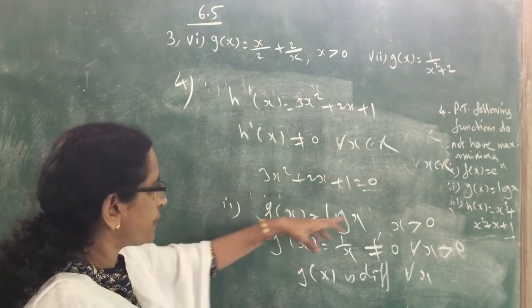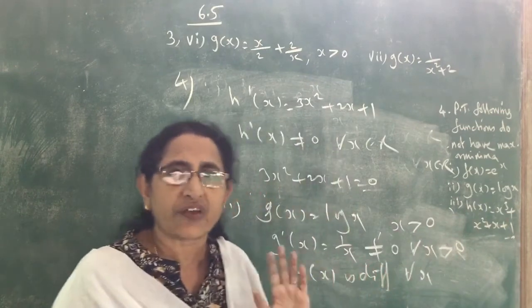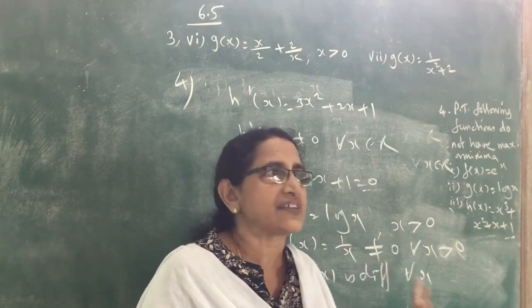And also h of x is a polynomial. It is differentiable for every x. So using that, we can say it doesn't have maximum or minimum.